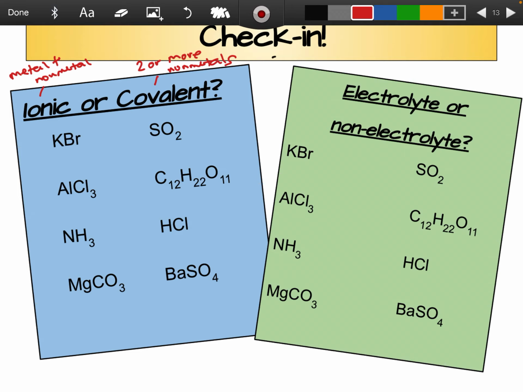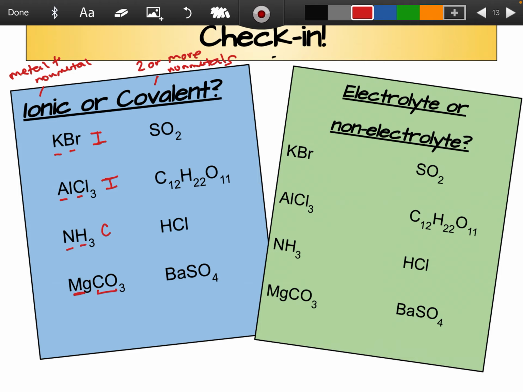All right, so hopefully you've paused the video and taken time to try these on your own because that's how we learn best, is to try them and apply the information on our own before we check our answers. So KBr is a metal and a nonmetal, so that is ionic. AlCl3 is a metal and a nonmetal. NH3 is two or more nonmetals, so remember hydrogen, even though it's on the left of the periodic table, is a nonmetal, so that's covalent.